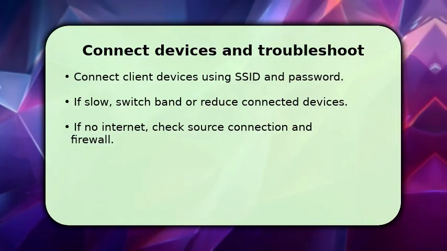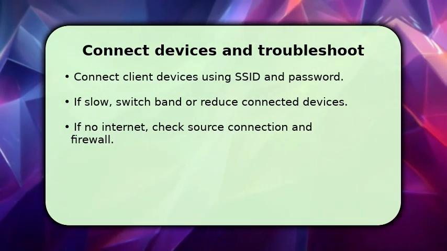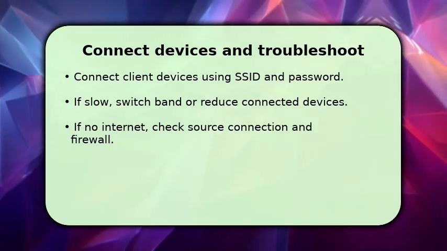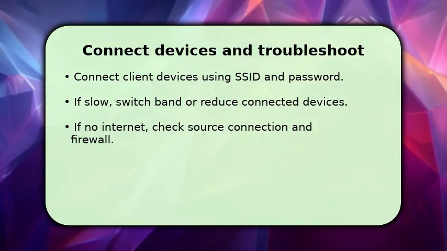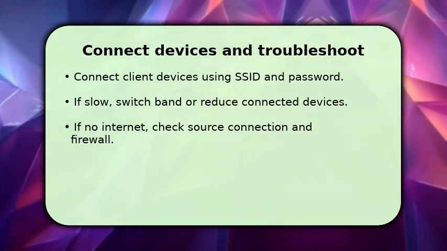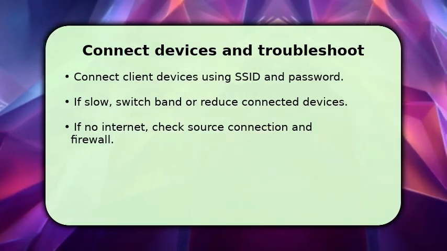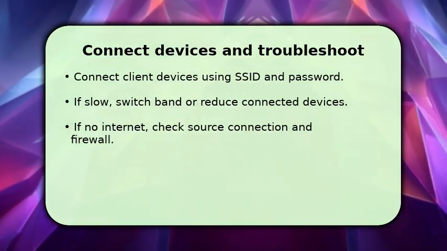If a device fails to connect, restart its Wi-Fi and forget the network, then rejoin. If speeds are poor, switch between 2.4 and 5 GHz or disconnect unnecessary devices. And if clients connect but lack internet, verify the source link, Ethernet or primary Wi-Fi, restart the hotspot, and temporarily disable firewall.